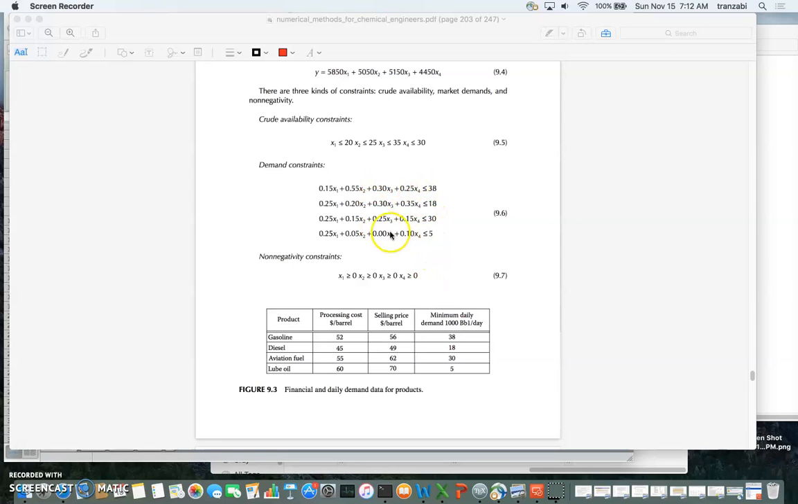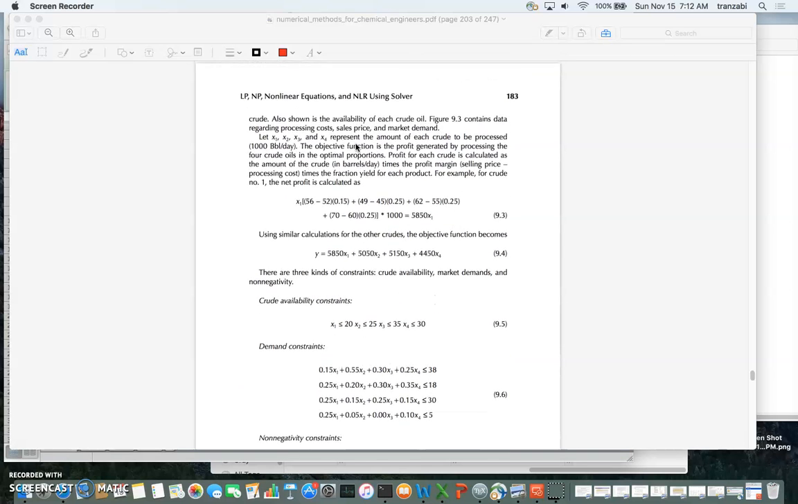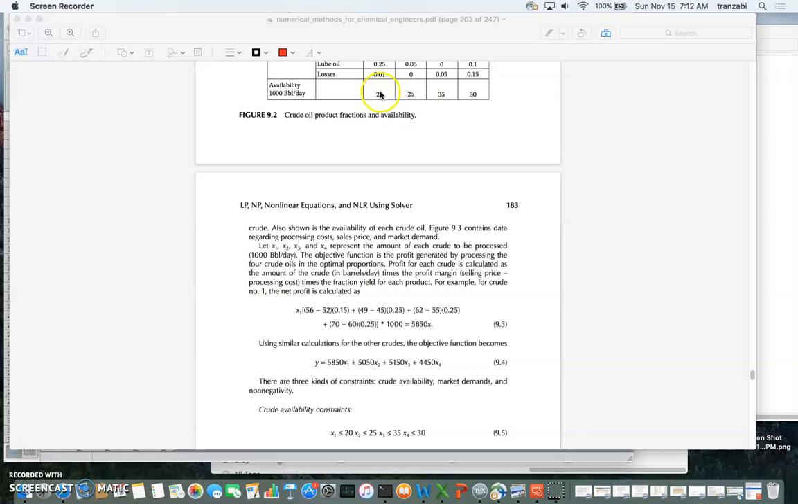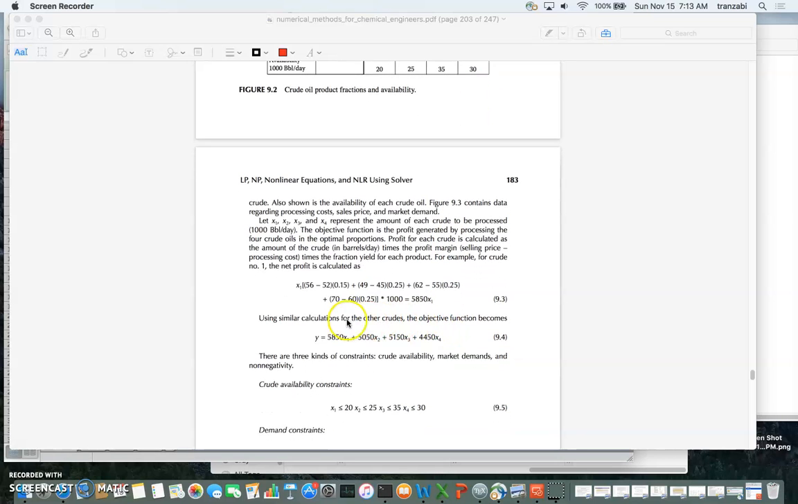Okay, so we have one set here, one here, and also this is the availability constraint, which is given in this table, right? So product 1 should be less than 20,000 barrels a day, product 2 less than 25,000, and so forth, right? And we're saying here the same thing. Product 1 should be less than 20,000, product 2 should be less than 25,000, and product 4 should be less than 30,000 barrels a day. Okay, so this is another constraint, and here's the objective function.